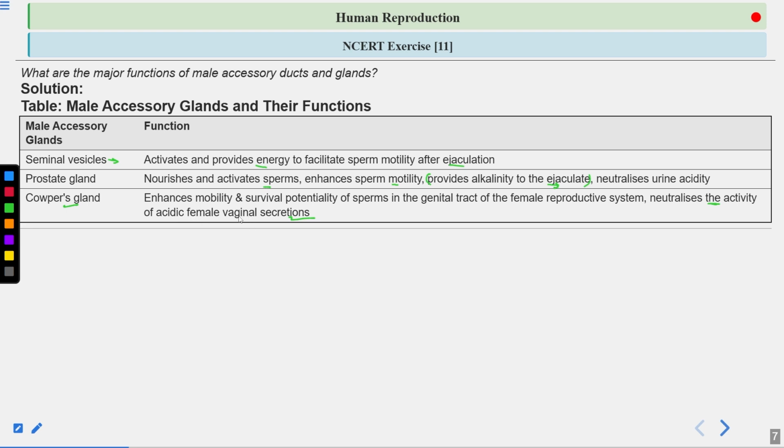Clear? Secretions of these accessory glands are known as seminal plasma, which is the major component of the semen.